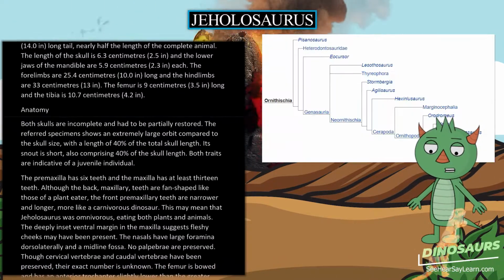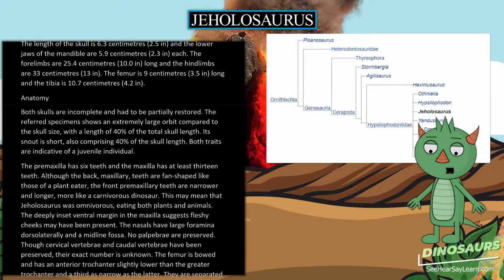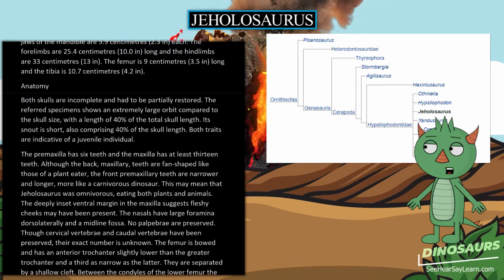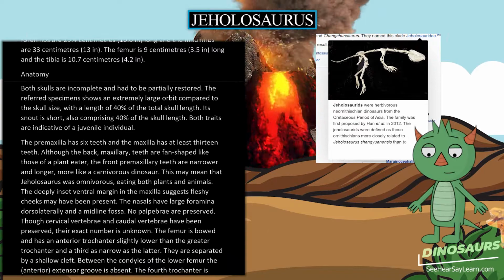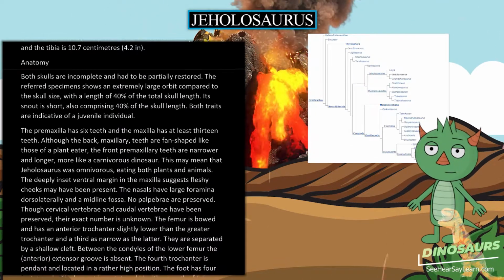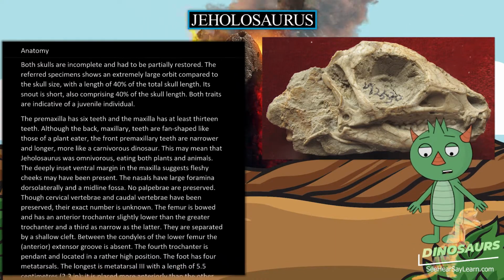The premaxilla has 6 teeth and the maxilla has at least 13 teeth. Although the back, maxillary, teeth are fan-shaped like those of a plant eater, the front premaxillary teeth are narrower and longer, more like a carnivorous dinosaur. This may mean that Jeholosaurus was omnivorous, eating both plants and animals. The deeply inset ventral margin in the maxilla suggests fleshy cheeks may have been present.